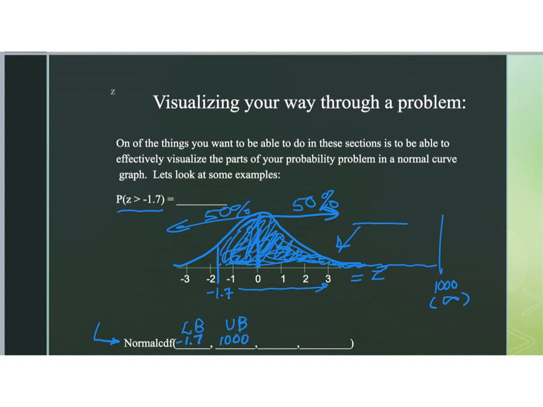Now, when we're using z, the mean and the standard deviation are always the same. The mean is always 0. That's the center of my curve. And the standard deviation is 1. So inputting these into my calculator, we get 0.9554.